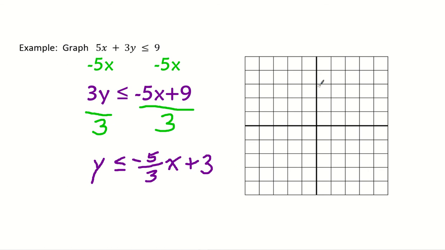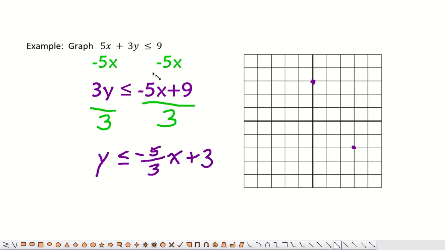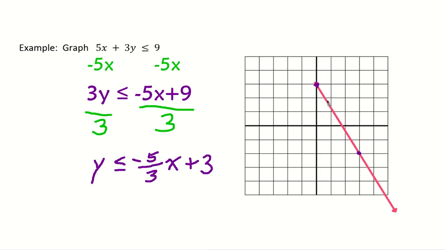So now we can plot our line, now that we know our b value is 3 and our slope is down 5 over 3. Okay? And now you got to remember how the line you draw is either solid or dashed based on the symbol. And so based on our less than or equal to symbol, that means it's going to be a solid line.